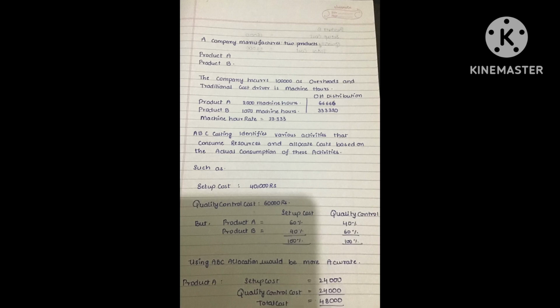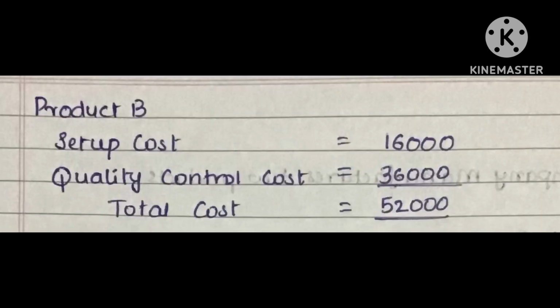Let's understand. In case of product A, setup cost is 60% of total setup cost, which is 24,000, and quality control cost is 40% of the total quality control cost, which makes the total cost 48,000. In case of product B, we have 40% of total setup cost and 60% of total quality control cost, which gives setup cost of 16,000 and quality control cost of 36,000. The total cost is 52,000.